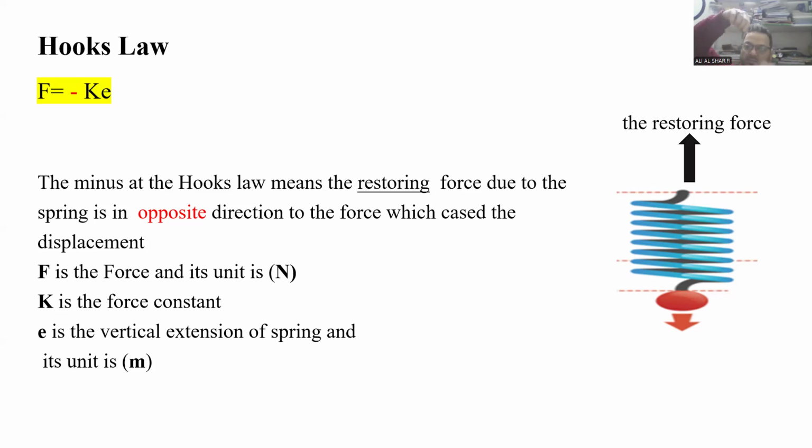When I put mass or weight or force to stretch this spring, it will be a tensile force. This will be with the same direction as the gravitational force. By that, the restoring force will be up, that means with the opposite direction to the gravitational force. So this is a sign for this opposite direction.